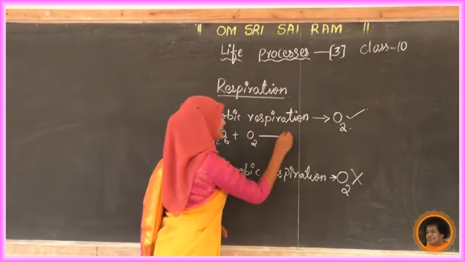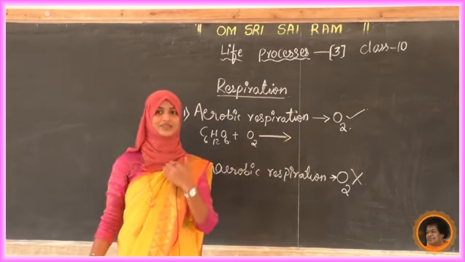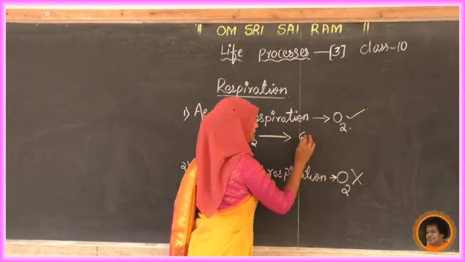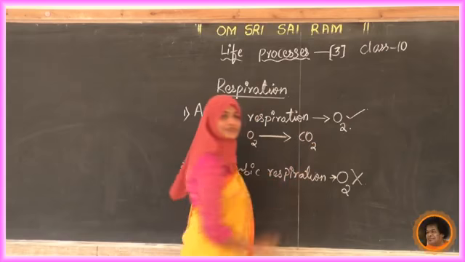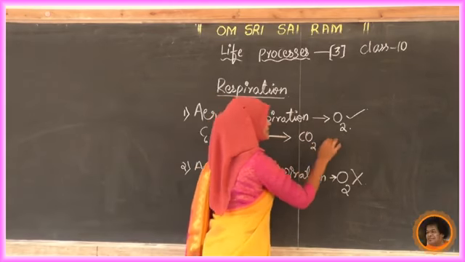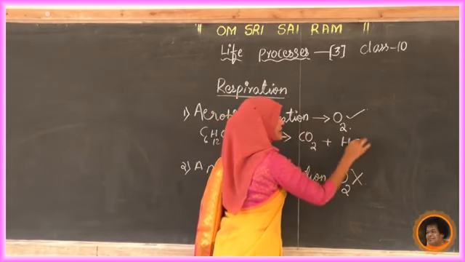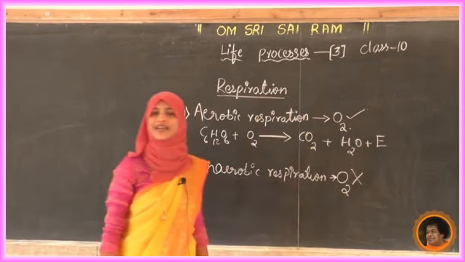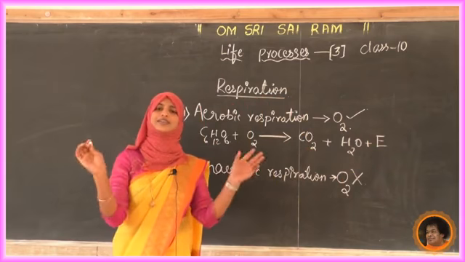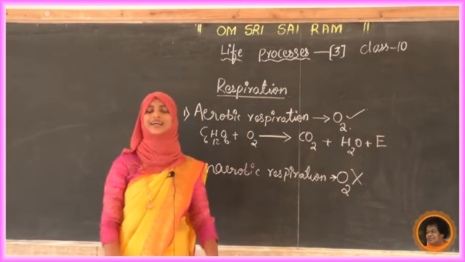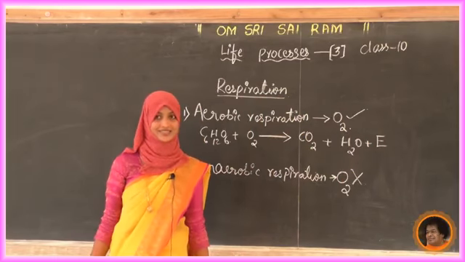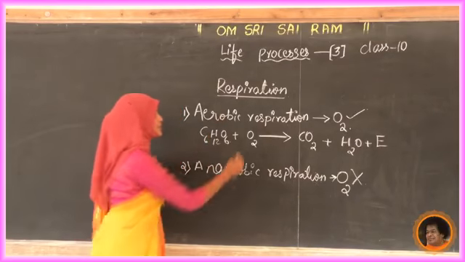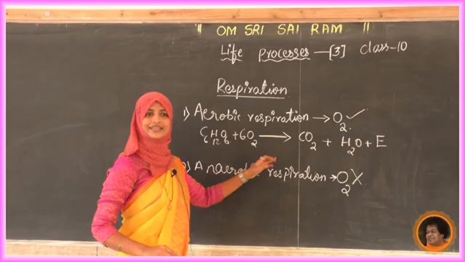Now what is the product over here? We know that we are releasing carbon dioxide. Any other side product? Water is there. Upon that, very important, this is energy liberation. In all respiration, we are getting energy as a product. Now we have to balance this one. Just try to balance.